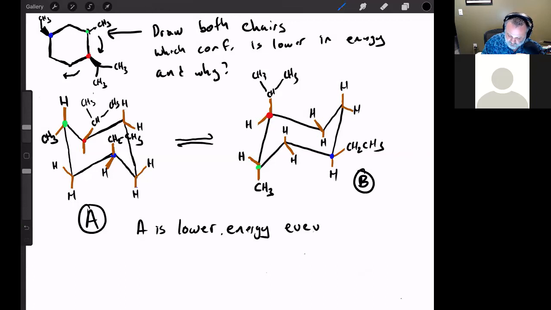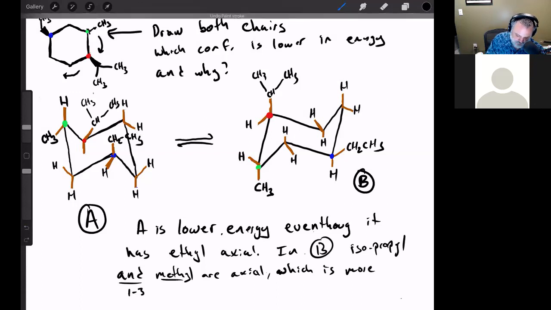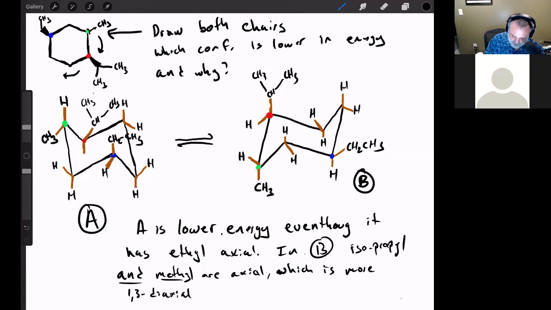even though it has ethyl axial. In B, the isopropyl and the methyl are axial, which is more 1,3 diaxial strain than A.